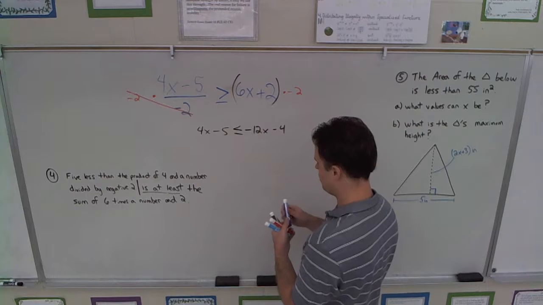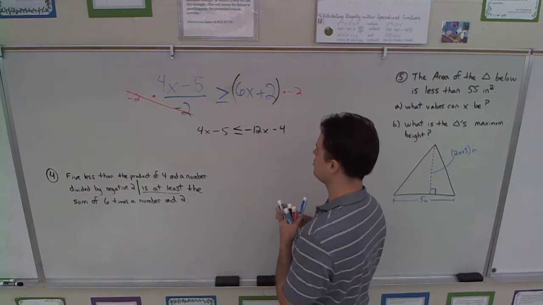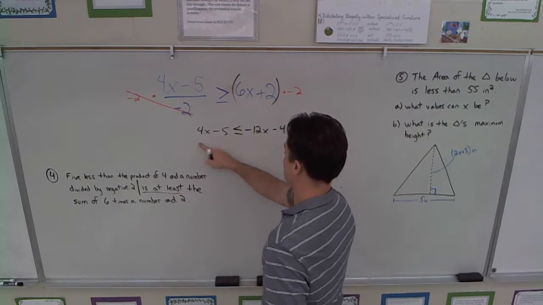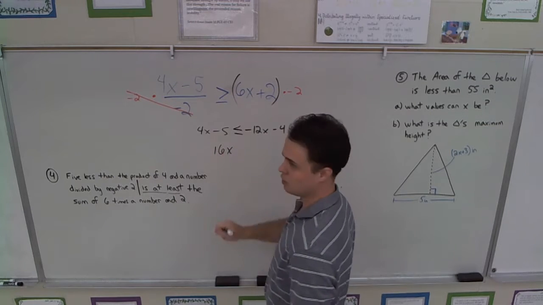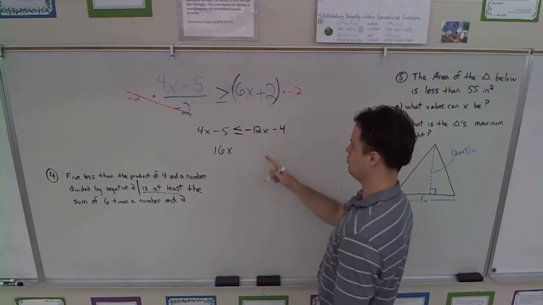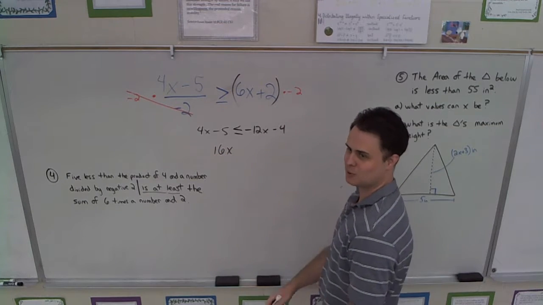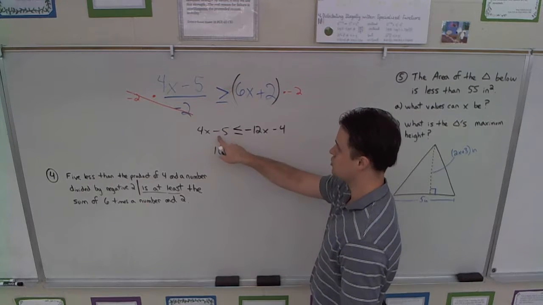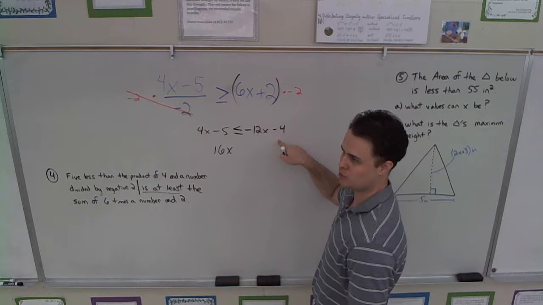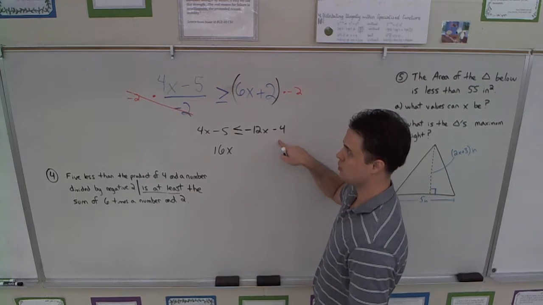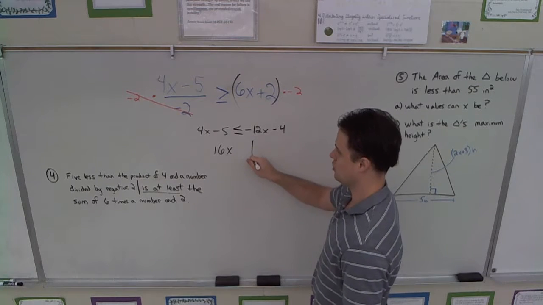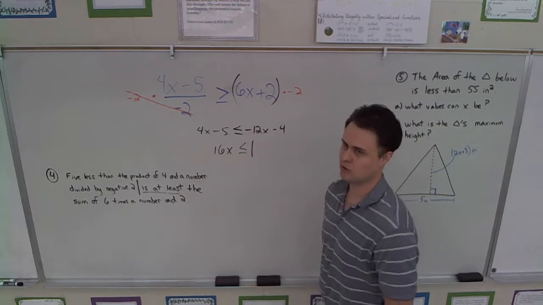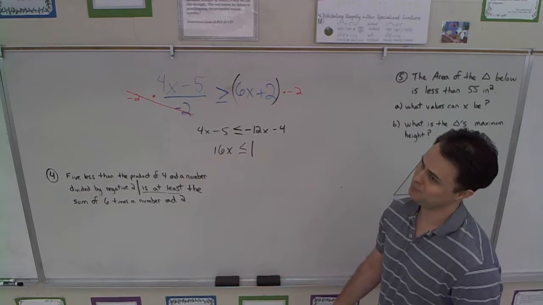Okay, so after that, you move stuff around. I'm going to do that real quick so we can save some time. So I'm going to add 12 over here, that's 16. Isn't it negative 12 then? Plus 12, plus 12. Yes, good question. And then I'm going to move this over there at the same time, plus 5, plus 5. What's 5 and negative 4? 1. There's one step. So then divide by 16.